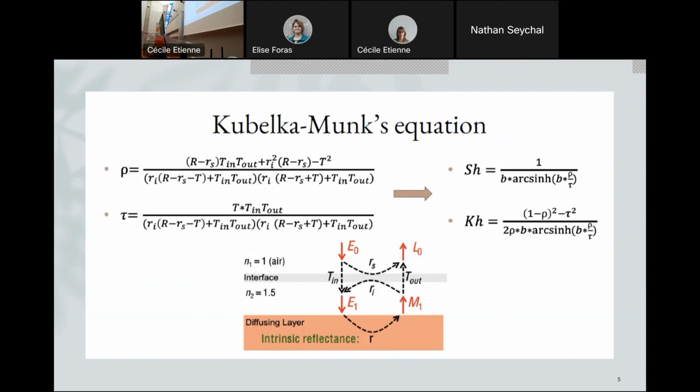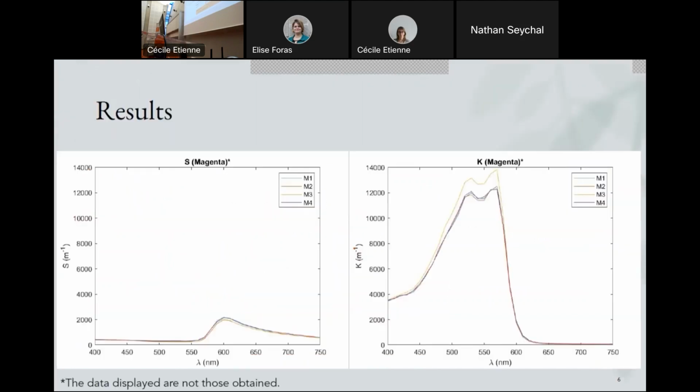We had three colors: cyan, magenta, and yellow, that were divided in 4 batches, and each batch was divided in 2 samples. So we had to do about 260 measurements. So there you can see the result it gave us for the magenta batches.